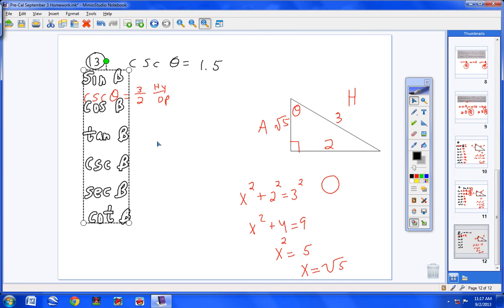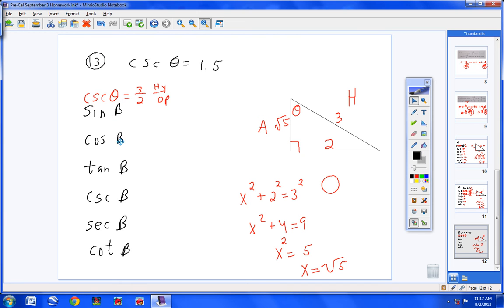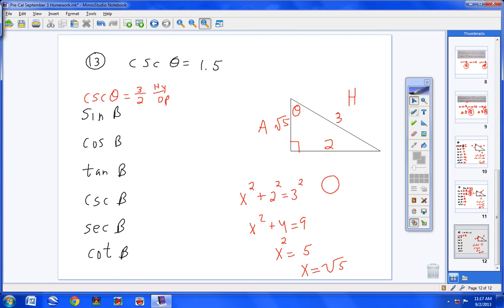Now, I know that I'm not using the right letter here. I know it's supposed to be theta, but that's okay. So I know cosecant. I already have that one. It's 3 over 2. I got that from right up here. Okay, so we're good there. Now, here we go. Sine. Well, sine of theta is opposite over hypotenuse. That would be 2 over 3. And cosine is adjacent over hypotenuse. That would be square root of 5 over 3. Tangent is opposite over adjacent. That would be 2 over square root of 5.